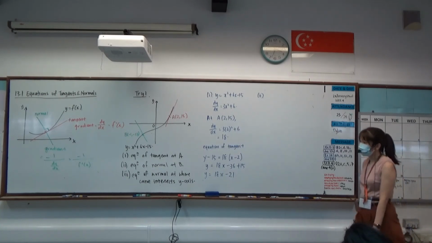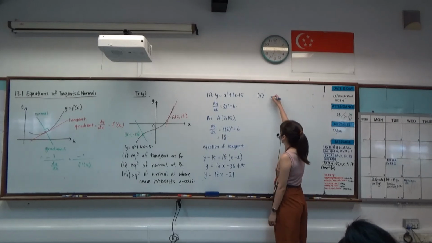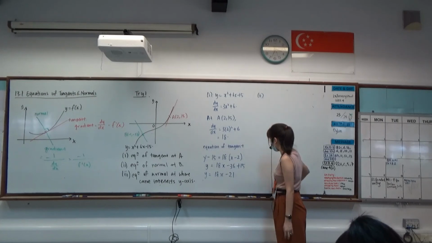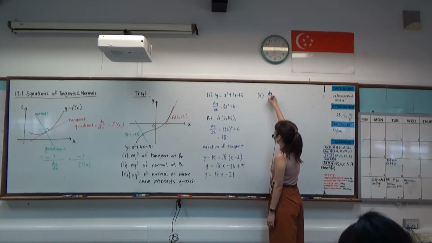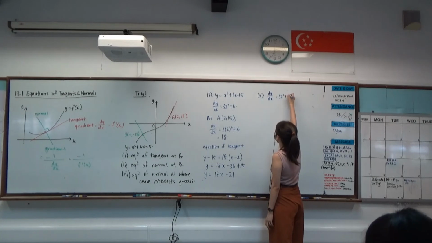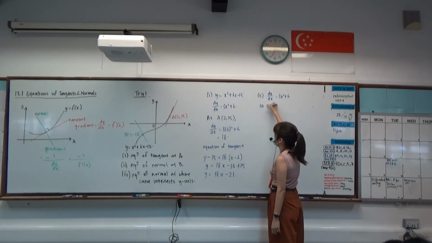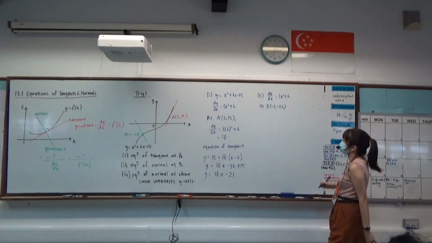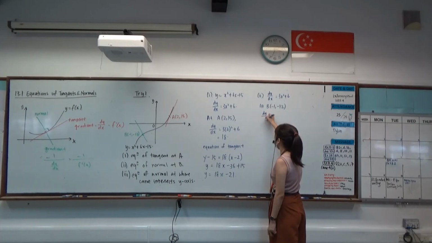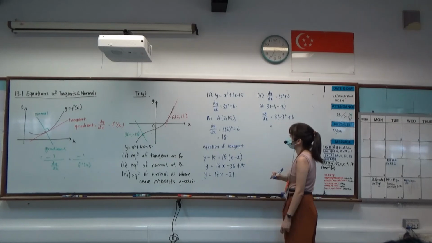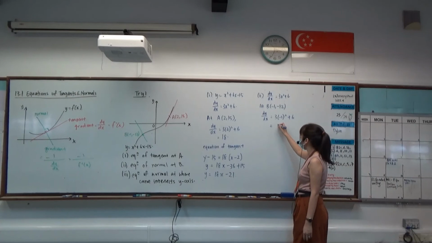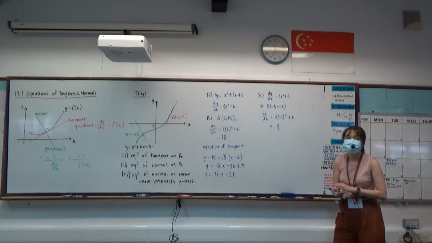Then next one, to find the equation of the normal. Since I already have dy over dx, which is 3x squared plus 6, then we will look at the point B, negative 1, negative 12, and find that dy over dx equals 3 times negative 1 squared plus 6, which gives us 9.